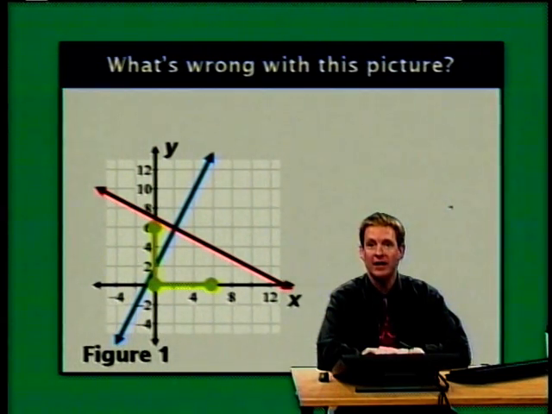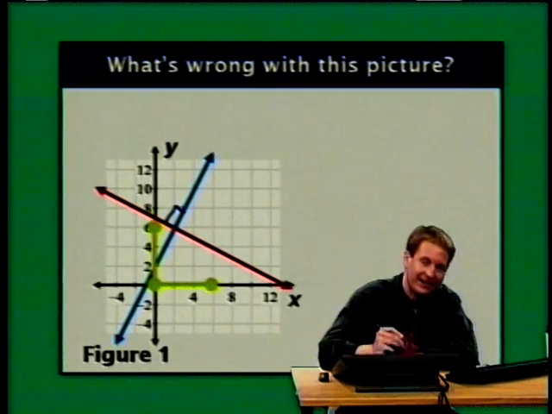And when we graph these perpendicular lines on an axis system that has equal scale, by golly, the lines actually look perpendicular. That's a good thing.